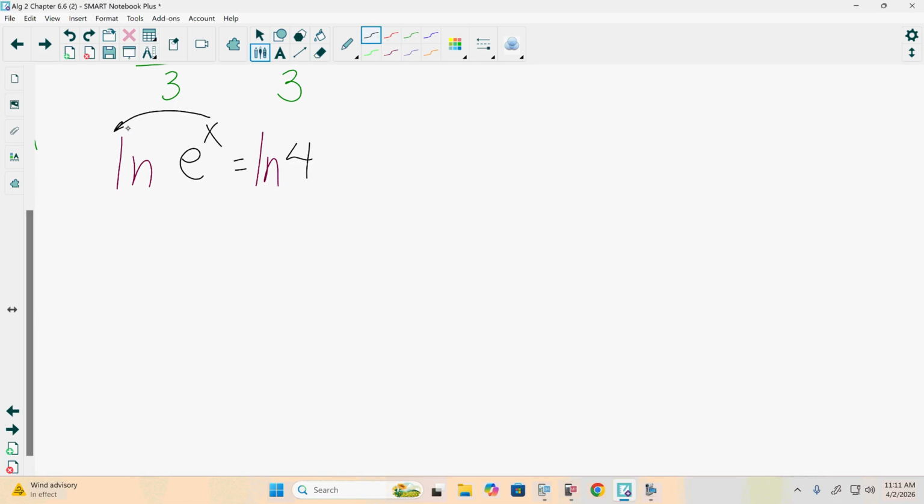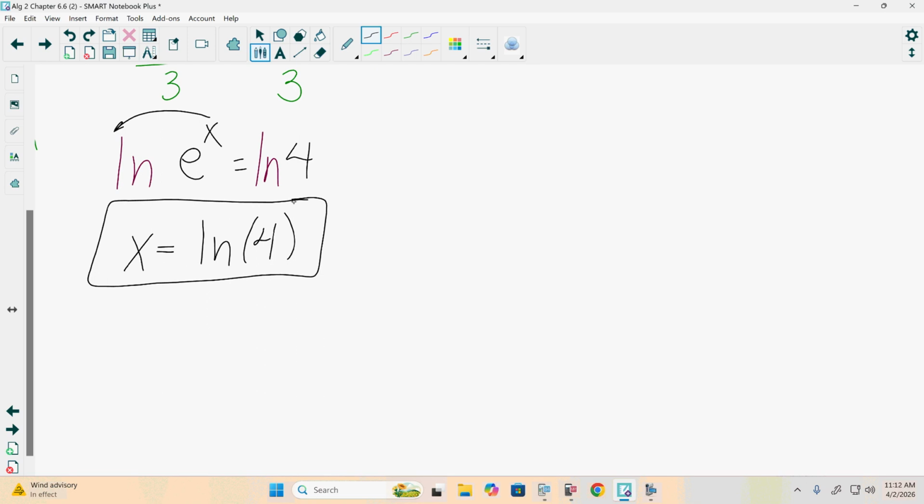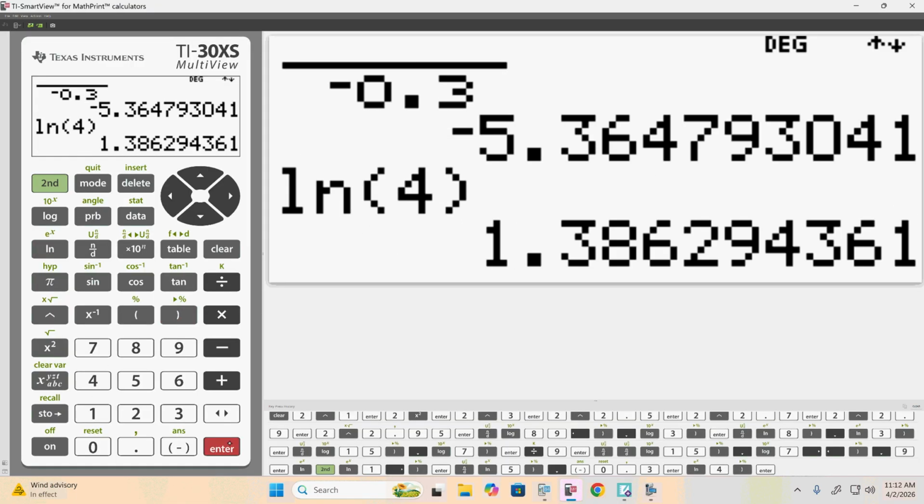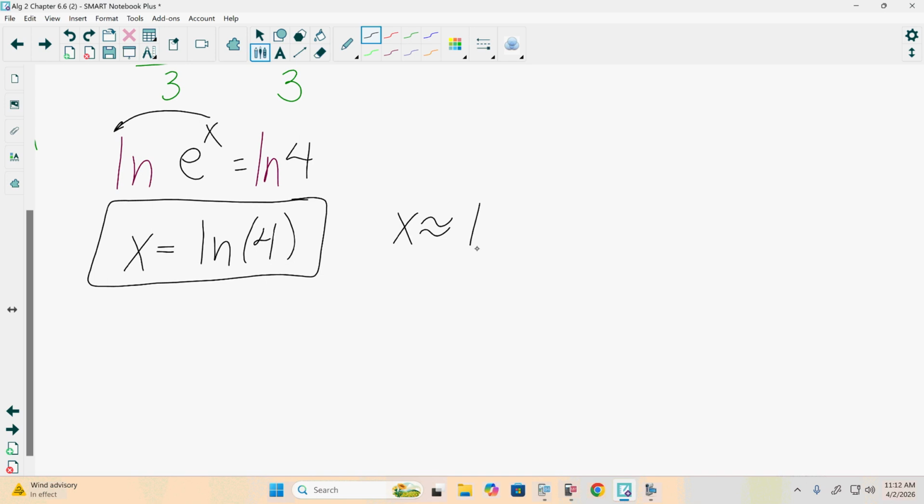Just like before, the x would move to the front, and the natural log of e is 1. Really telling us that x is equal to the natural log of 4. Unlike the last one, x is indeed by itself, so it's saying x is equal to the natural log of 4. Or if we wanted to find the decimal approximation, I can just ask the calculator what the natural log of 4 is, and it tells me it's 1.386 if we round to the third decimal place.